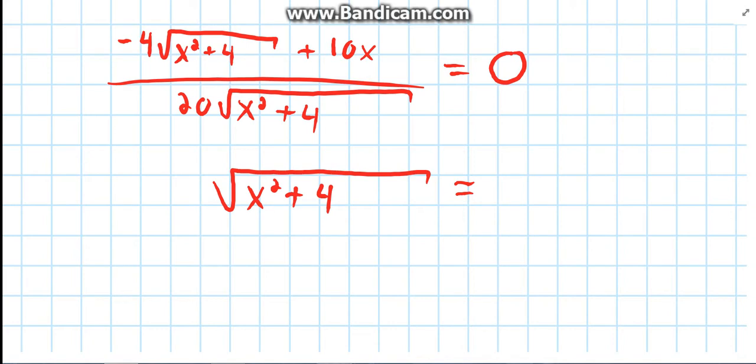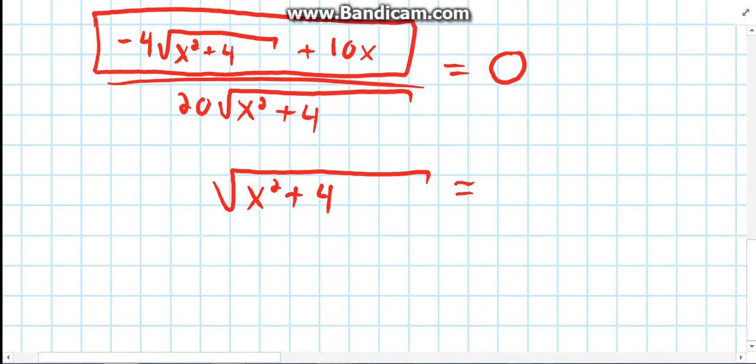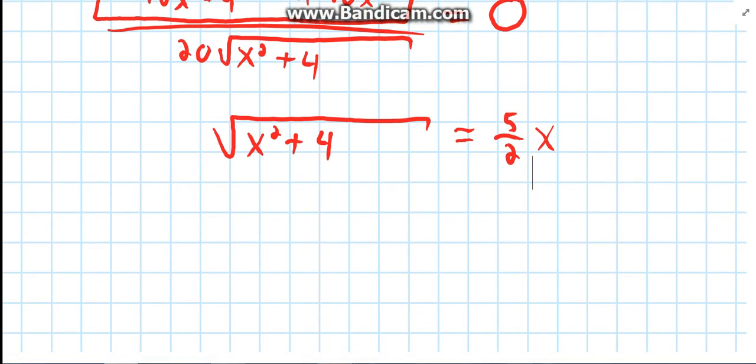I'm talking about, so we want to know where this fraction's 0. It's going to be 0 when the top is 0. Yeah, 10x over 4. Cool, which is the same thing as 5/2 x. And now we're going to square both sides. Although this seems kind of nasty, it's going to work out relatively nicely. If you square both sides, you get this.